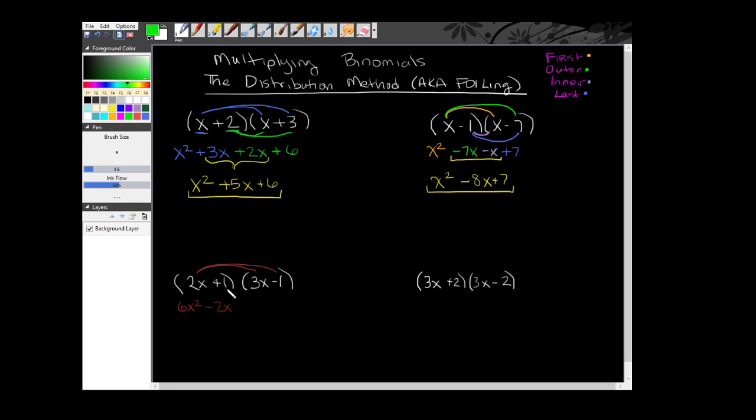So then I'm going to go through and take the positive 1 here, and I'm going to distribute it as well. Now remember, 1 times anything is whatever that is. So since I'm multiplying 1 to the second set of parentheses, it'll just look the exact same as 3x minus 1.